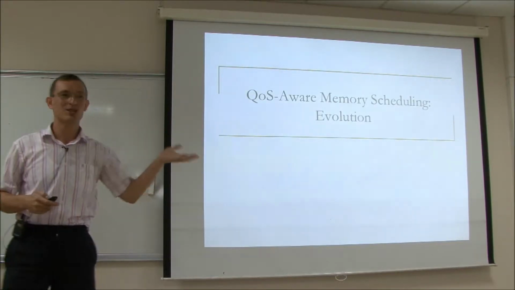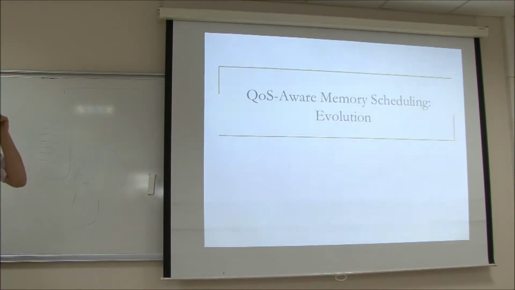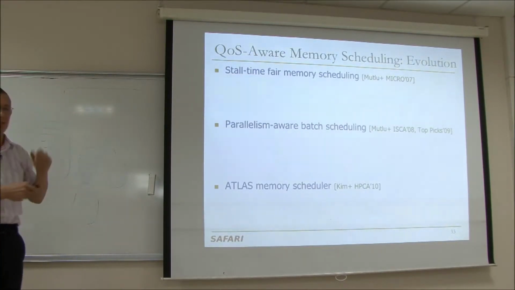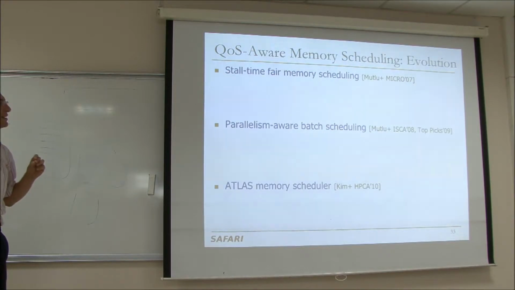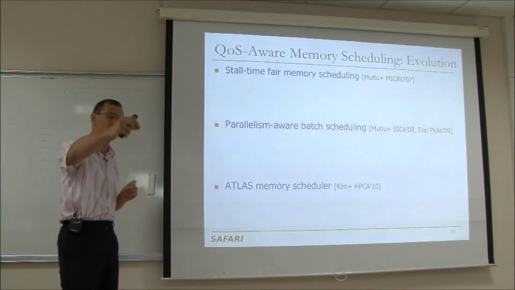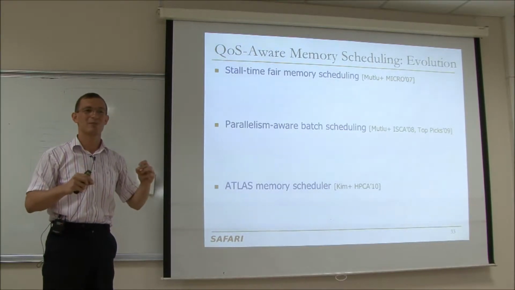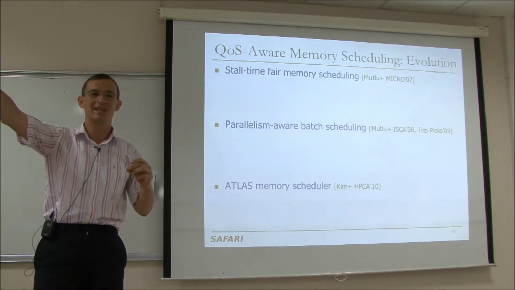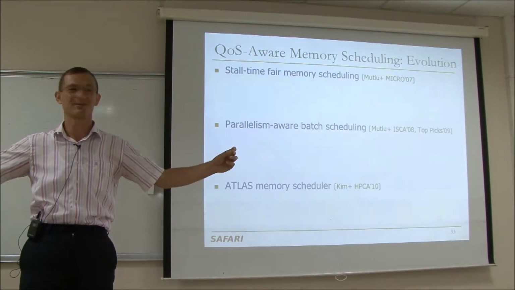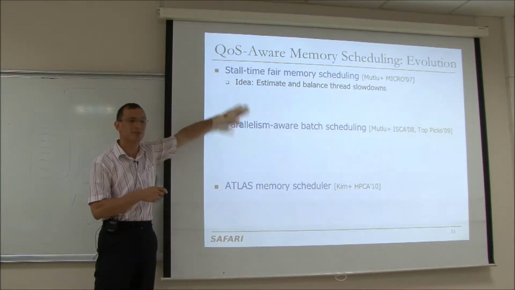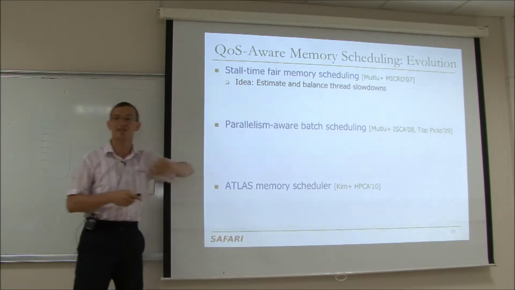So let me give you an evolution of this. Basically, this is a very quick summary of what is to come in the next 2 hours, I believe, or maybe 3 hours. When we first started, our key idea was we saw these slowdown curves, right? And our key idea was, if these slowdown curves are so unfair, why don't we just balance them? Instead of one application slowing by 5% and another application slowing by 8x, why don't we make everything 4x? So that was the idea here. Stall-time fair memory scheduling: you design the memory controller to estimate and balance the thread slowdowns.